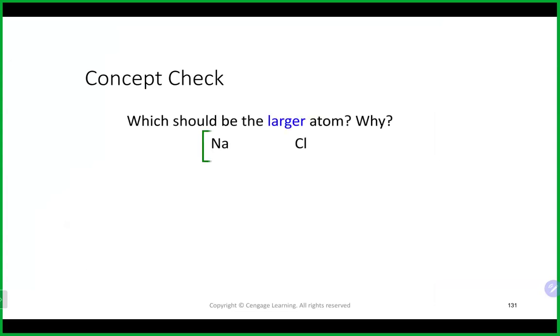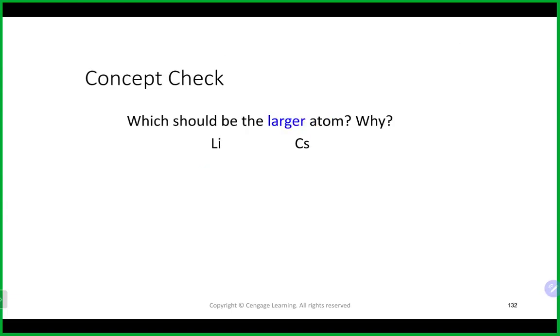All right, so let's take a look here. There's the answer, but let's take a look at why that is the answer. Which one should be the larger atom? That's sodium and chlorine. Sodium and chlorine are in the same period on the periodic table. So we have sodium all the way over here to the left and chlorine all the way to the right. And remember, size decreases as we go to the right on the periodic table. So sodium should be larger because of that.